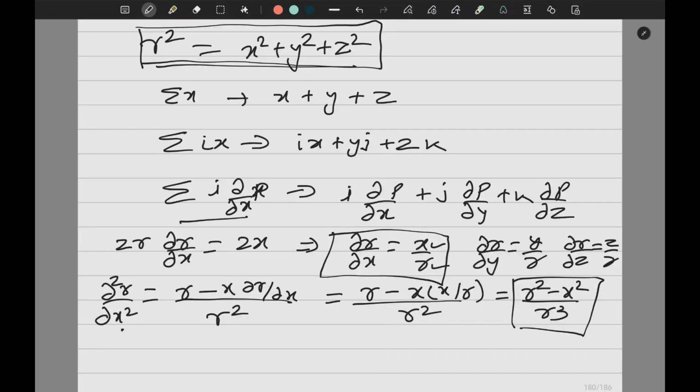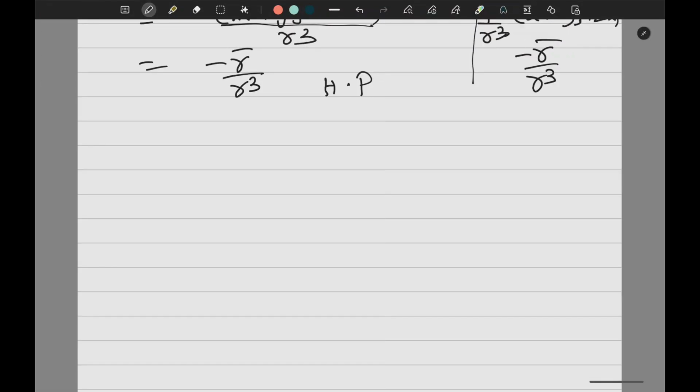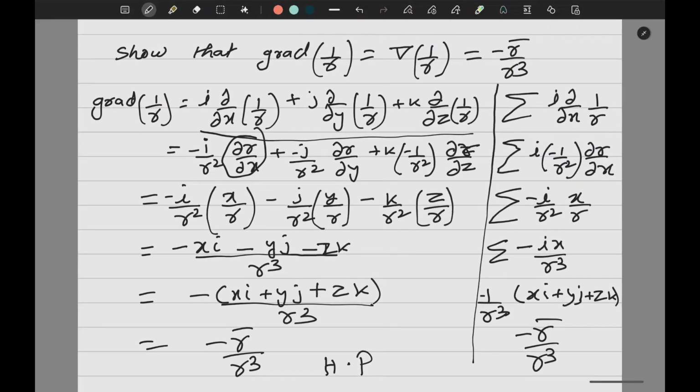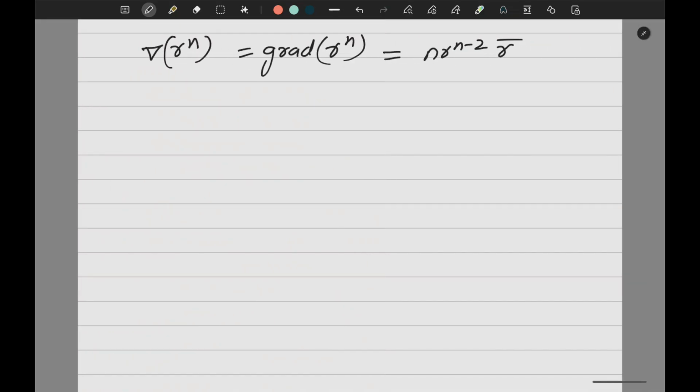If I am doing for y, this x square will become y square. If I am doing for z, this x square will become z square. So this result I directly used in this question. When I solved this question directly, I have used the result. Now in all the questions I will be using the result directly. Now let's go to the next question.